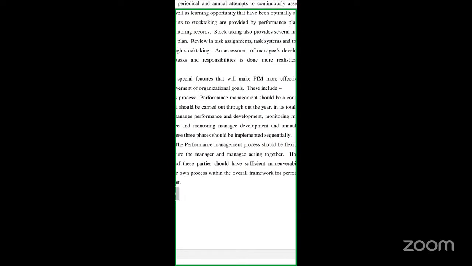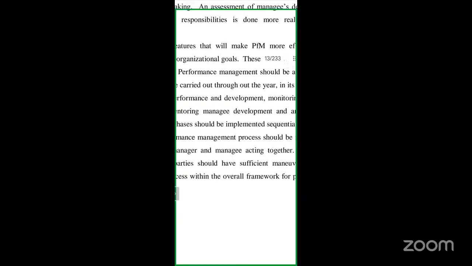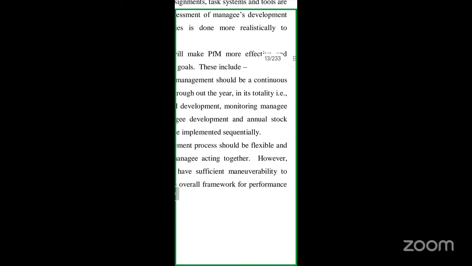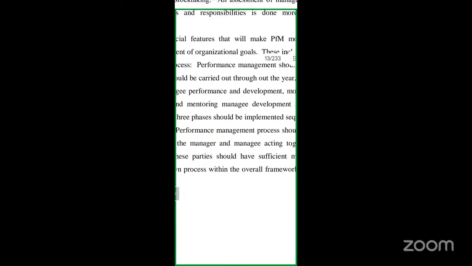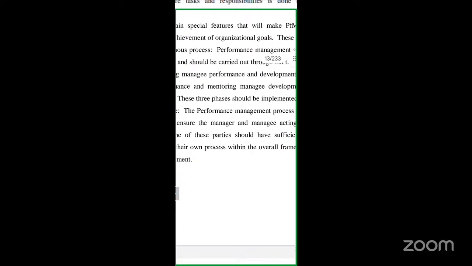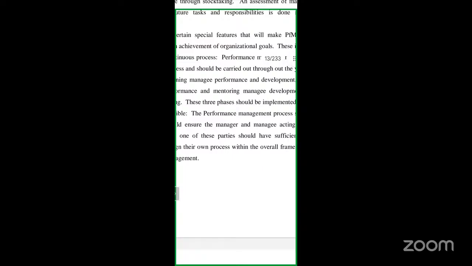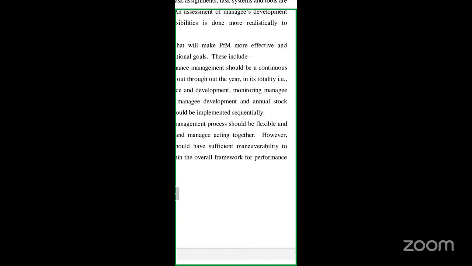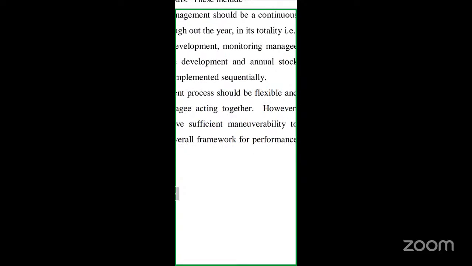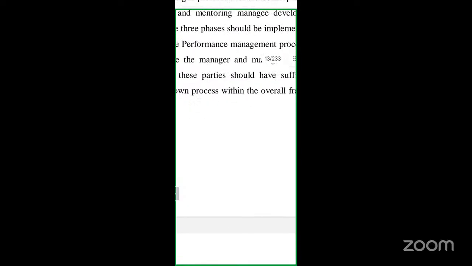Continuous process. Why is continuous process required? Performance management should be a continuous process and should be carried out throughout the year in its totality, that is planning, managing performance and development, monitoring and mentoring, and annual stock taking. These three phases should be implemented sequentially. That is, continuous process is very much required in performance management. The performance management process should be flexible and should ensure the manager and managee are acting together. However, each one of these parties should have sufficient capability to design their own process within the overall framework for performance management.